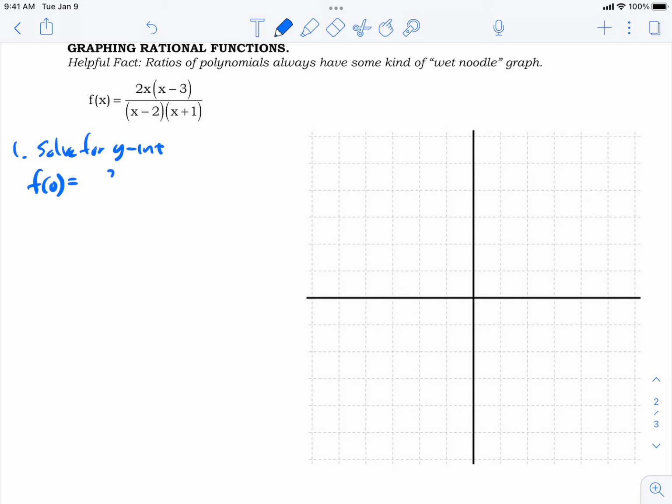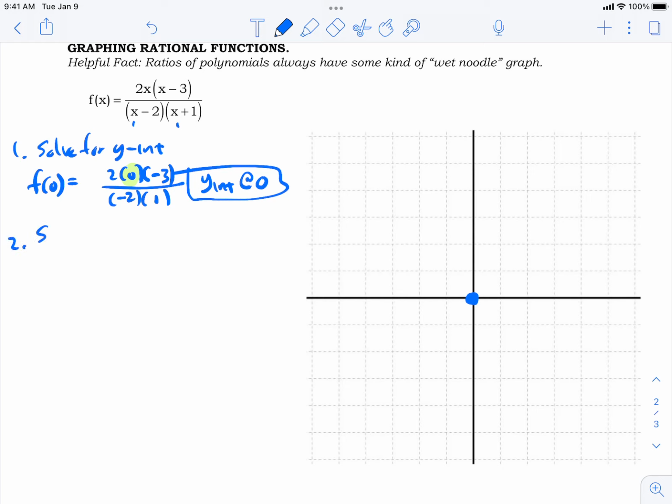What will we have? We'll have a 2 times a 0 times a -3. So, I'm just putting zeros here. Over a -2 times a 1. And actually, the fact that this is a 0 right here, the whole thing's going to be 0, right? So y-intercept at 0. It's going through the origin. Boom, we got a point.